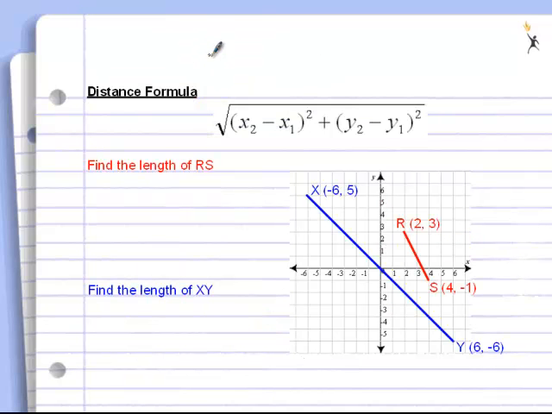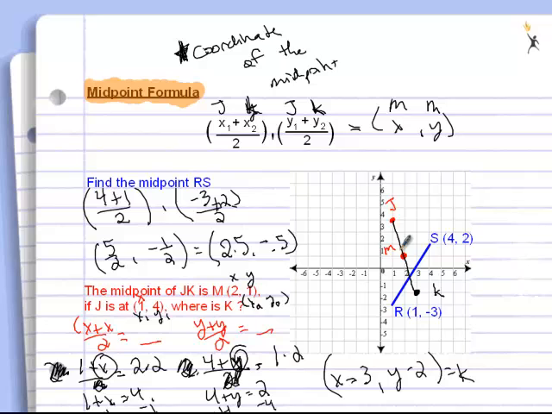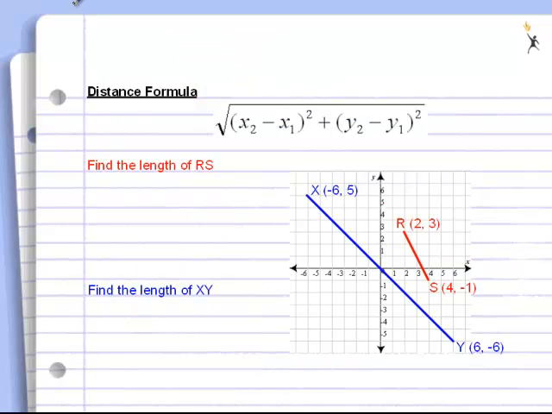You have the distance formula. Now, if the midpoint tells you where the middle is, the distance formula tells you the distance of the whole segment. And if you notice, we have 2 points in each. x2 minus x1 squared plus y2 minus y1 squared. And then you find the square root of that. And that tells you the distance of your whole segment.